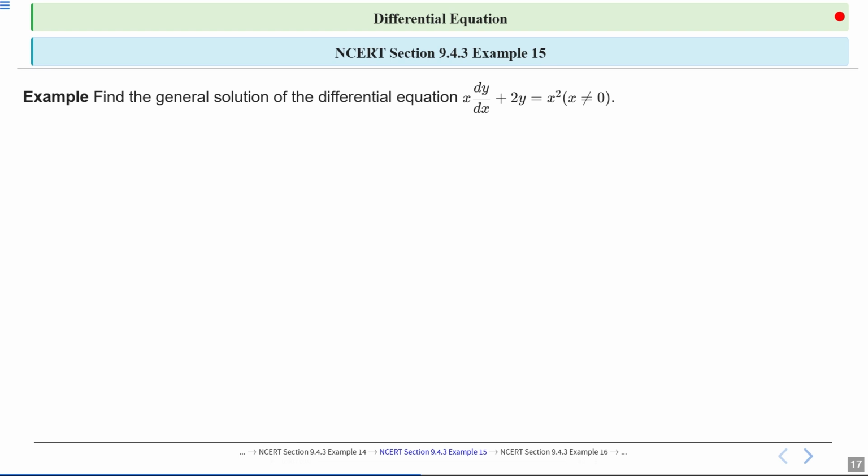So next example is example 15. Find the general solution of the differential equation x dy by dx plus 2y is equal to x square. So at first write this into the standard form of the linear differential equation. Then we find the integrating factor, and then by using the formula to calculate the general solution of a differential equation, we calculate the solution of this differential equation.